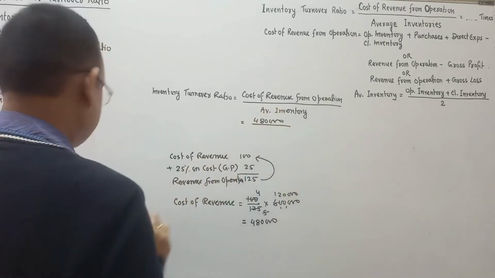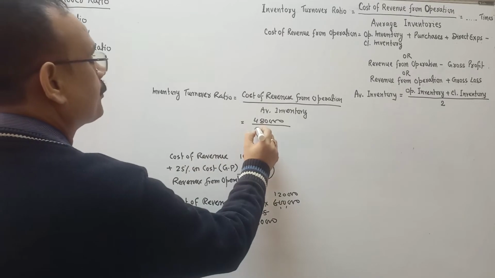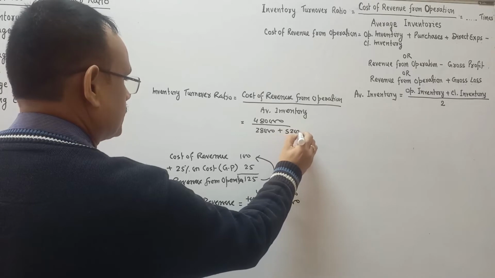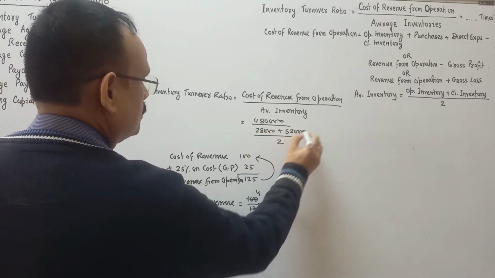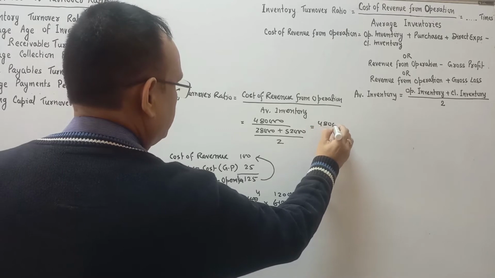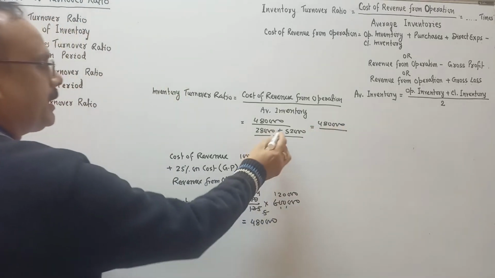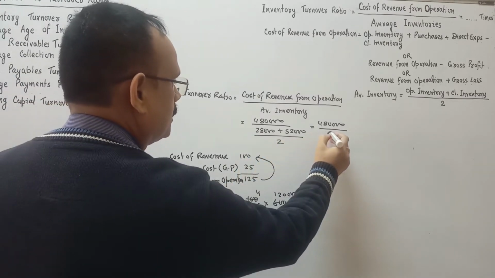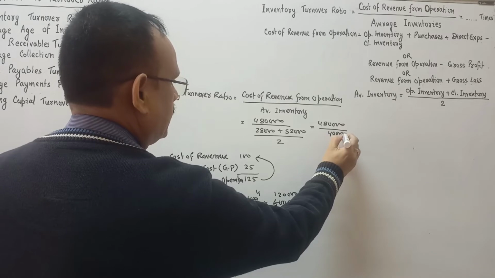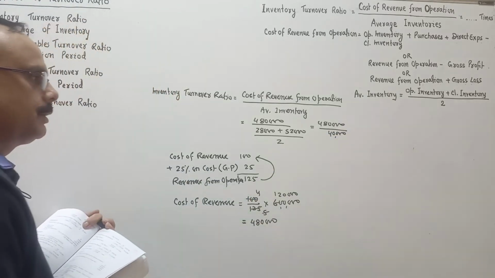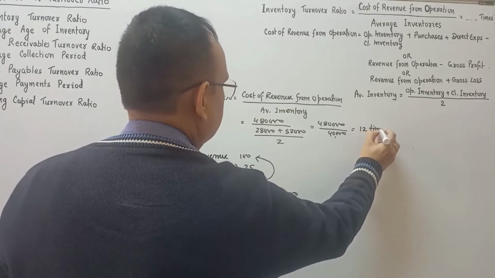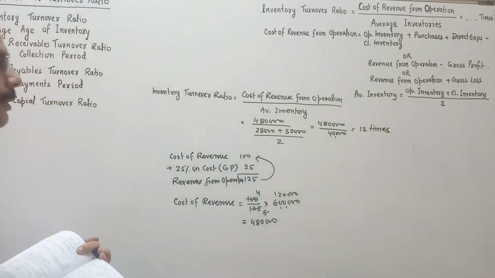Now come to the average inventory. Opening inventory is given 28,000 plus closing inventory is 52,000 upon 2. So 4,80,000 upon this total, how much? 28 plus 52, it is 80 upon 2. So it is 40,000. Average is 40,000. Okay. So it is 12 times. Okay, it is 12 times.